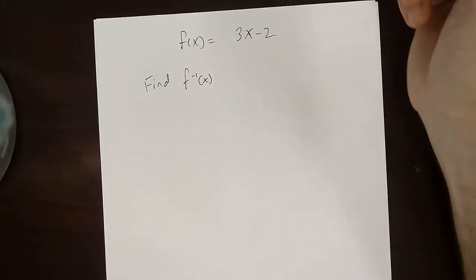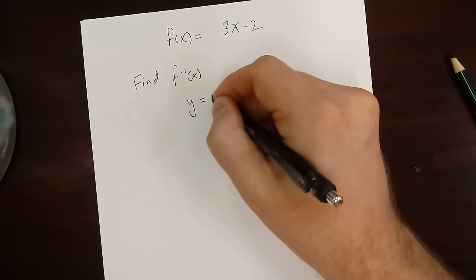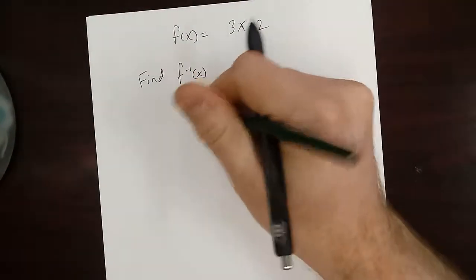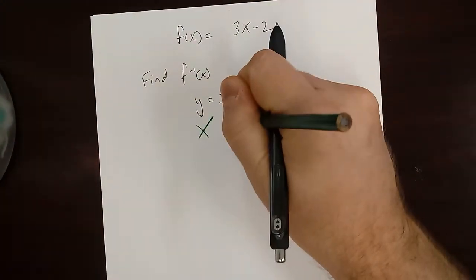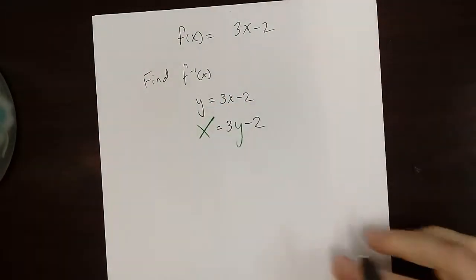Here we go. So if we want to find the inverse, well, we need to remember this says y is equal to 3x minus 2. The inverse, all you do is anywhere you see a y, you write an x. Anywhere you see an x, you write a y. Everything else stays the same.